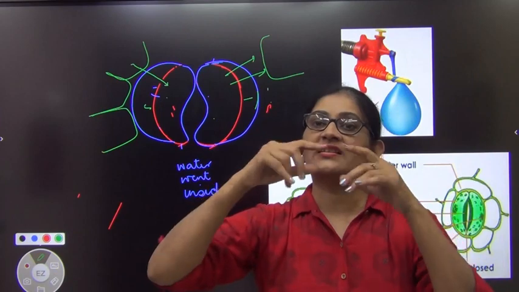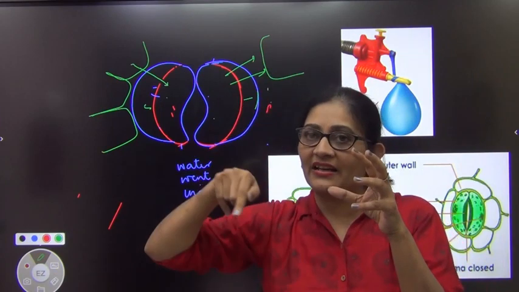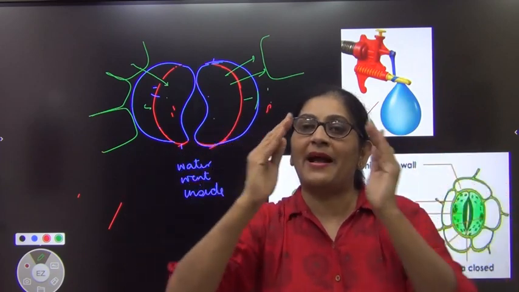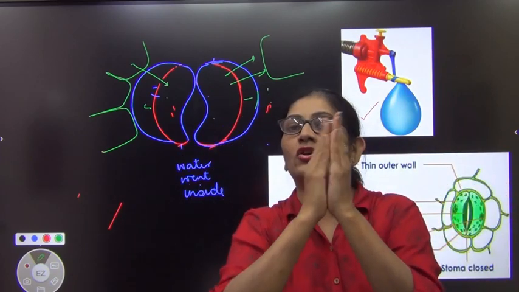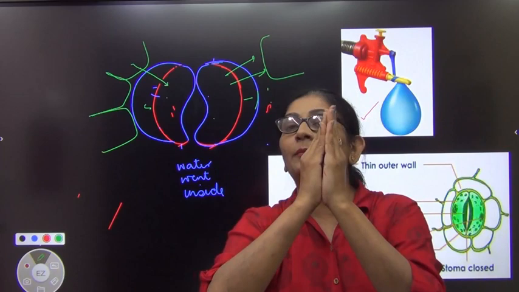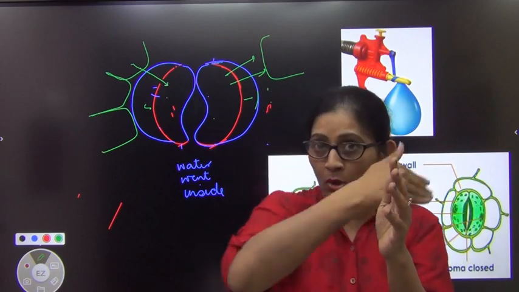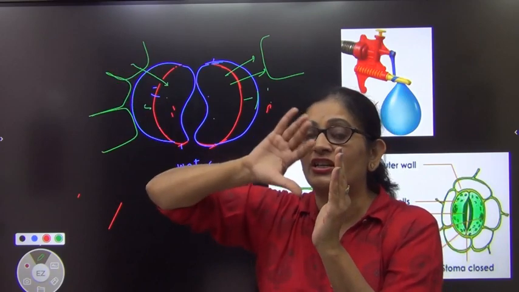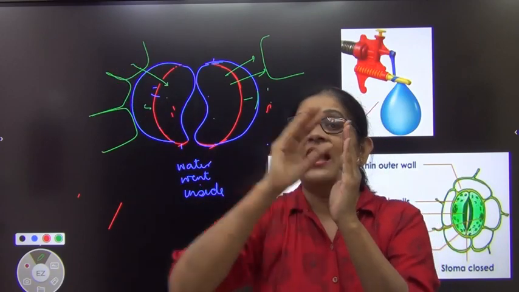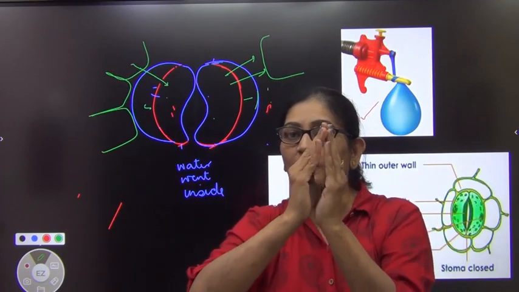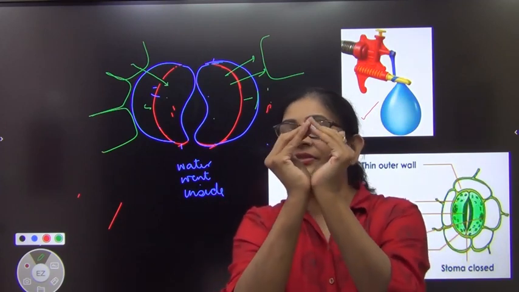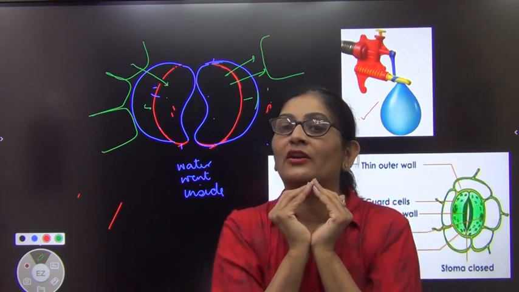When water moves inside the guard cell, this layer of the guard cell being elastic, it will absorb water and expand, and this will create a pressure on the inner wall, and this inner wall being thick, this will not bloat out just like the balloon, rather it will succumb to this pressure. Under this pressure it will give in, and as this wall is expanding, it will pull this wall, and this wall will go towards the inside, and this aperture will open and the stomata will open.